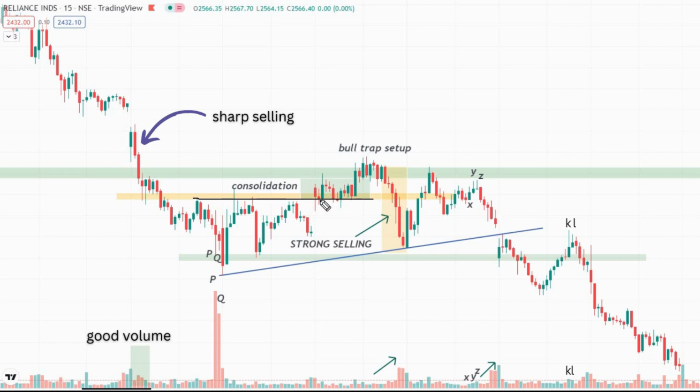So this is an indication that sellers are losing out to the buyers. Otherwise, if selling pressure was very strong, then sellers should have continued the downward momentum. But what is happening? Prices are consolidating above the support zone, indicating that demand is very much active at these price zones.